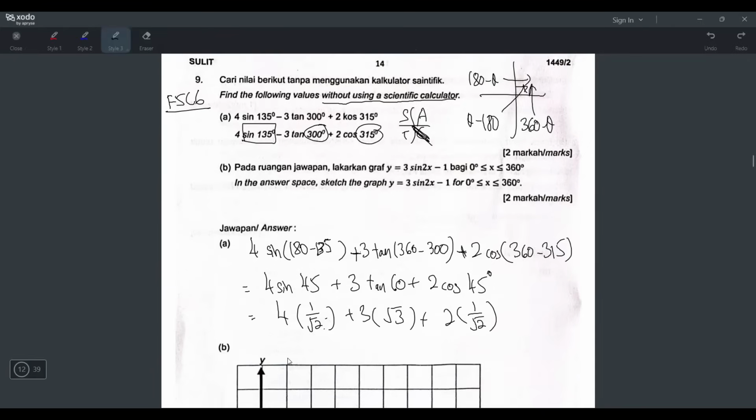Okay, now kita boleh darab masuk. So dia akan jadi 4 over root 2 tambah 3 root 3 tambah 2 over root 2. Okay, I realize something. This is over root 2, over root 2. So kita boleh buat apa?